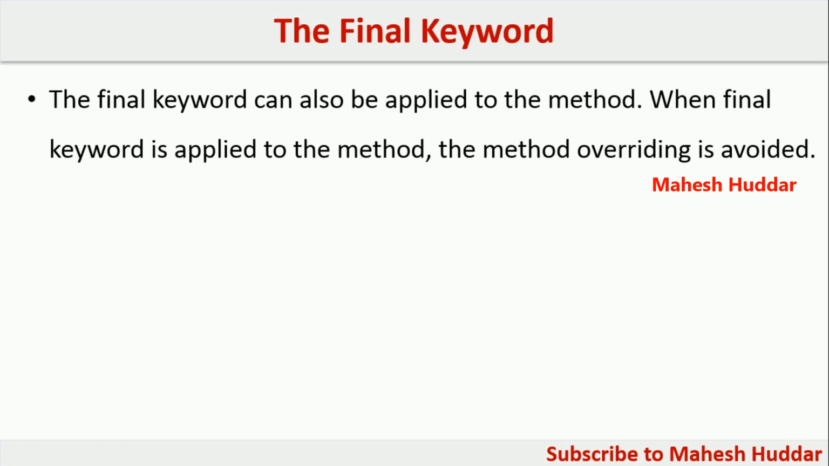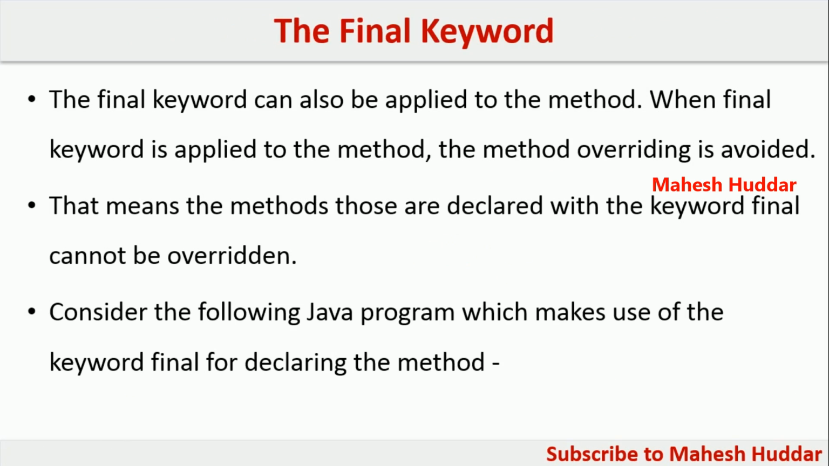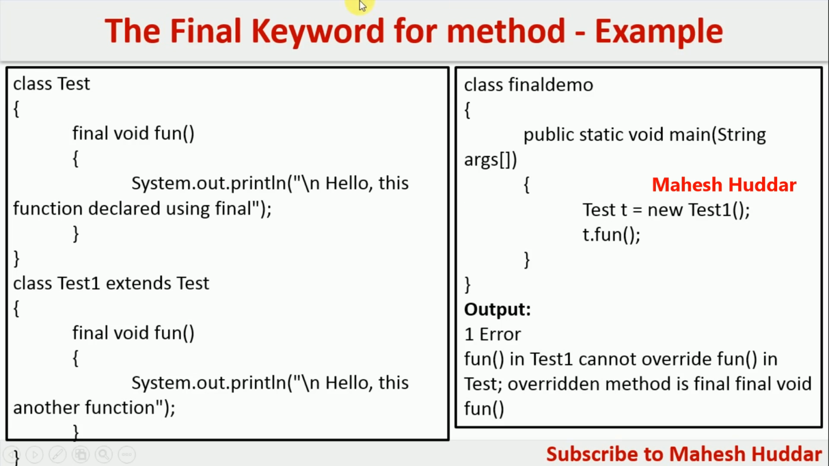Coming back to the second one, the final keyword can be used with respect to a method also. When the final keyword is applied to a method, the method cannot be overridden in the derived class. That is again similar to a variable. This is an example for that.